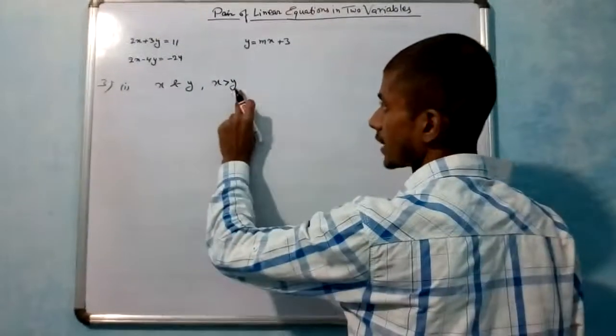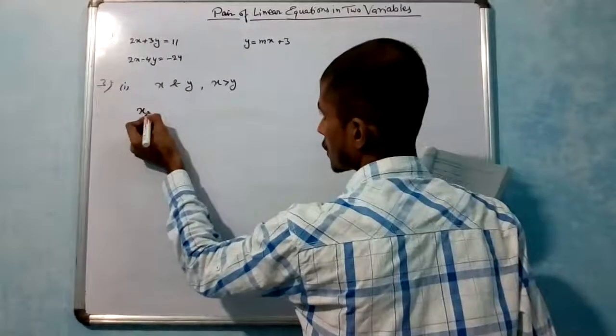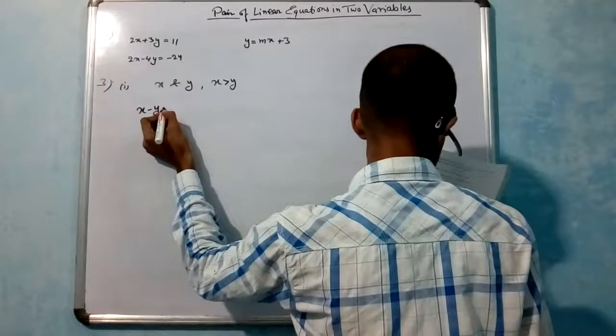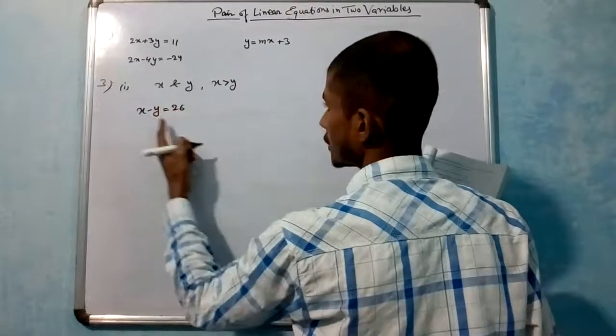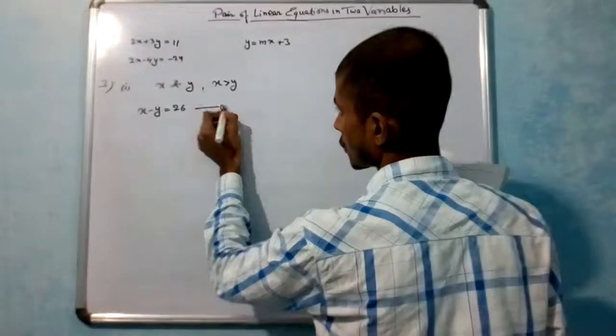So let us assume x is greater than y, and then the first equation can be formed: x minus y is equal to 26. The difference, greater minus smaller, is 26. This is the first equation.